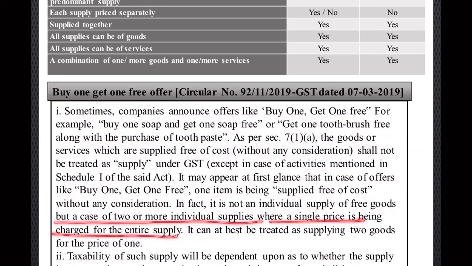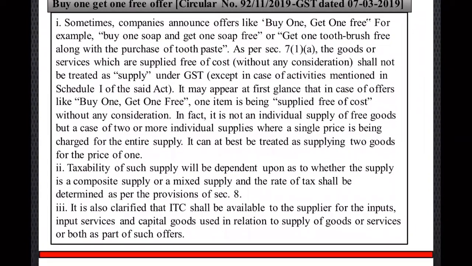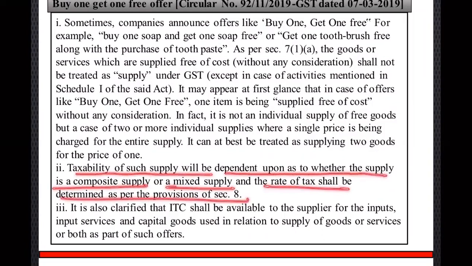Okay, so they are themselves clarifying that actually there's nothing like buy one get one free. You see, it seems that at one price we are getting two, but actually it is not. It is a combination of two items being sold together. It can at best be treated as supply of two goods for the price of one. Okay, so they are saying that it has to be treated as mixed supply. See, taxability of such supply will depend upon whether the supply is a composite supply or a mixed supply, and the rate of tax shall be determined as per the provisions of Section 8.